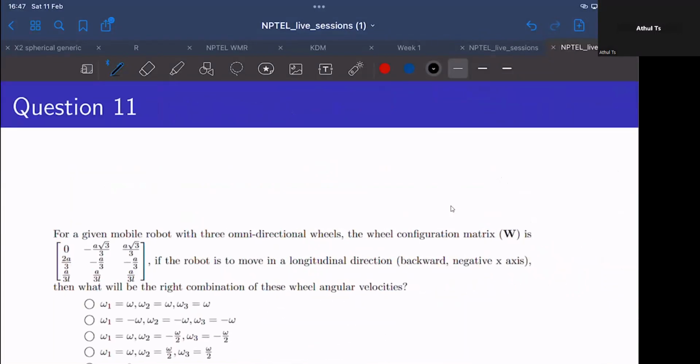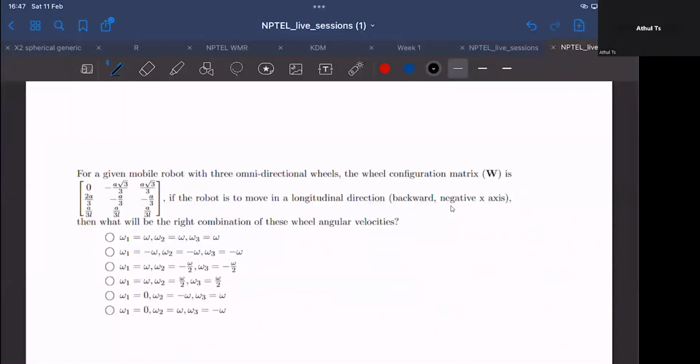And again, for the omnidirectional robot, a similar problem. It says if this is the wheel configuration matrix, W, and if the robot should move in a longitudinal direction, so if you want to translate this in terms of u, v, r, it should be minus a constant, 0, 0. Because it says it should move backward along the negative x-axis. So if that is the case, then what is the right combination of wheel velocities?